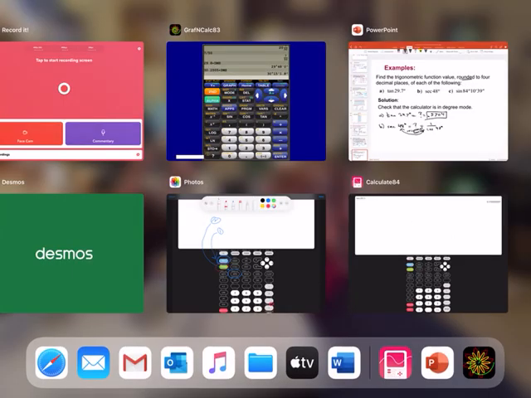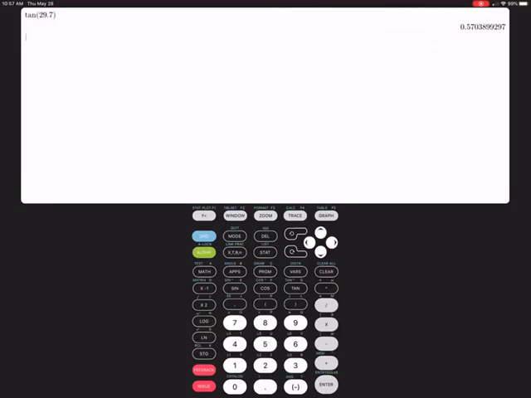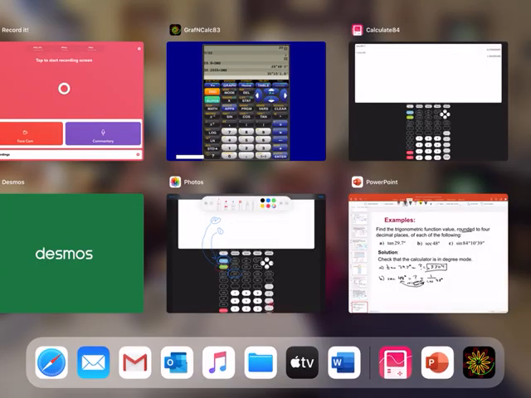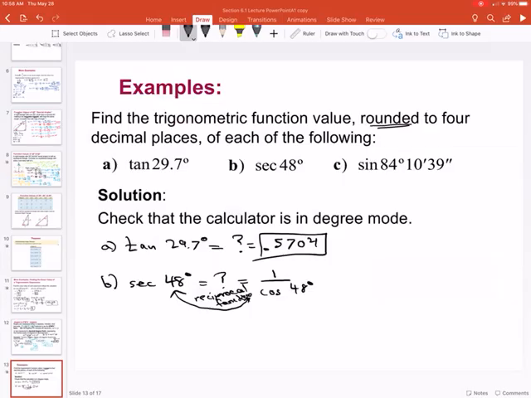Now we go back to our calculator. So let's pull up our TI-84. And again, we have our sine, cosine, tangent keys. So if we want secant of 48, that's 1 divided by the cosine of 48 degrees. We're already in degree mode. And we get 1.49447. So round to 4 decimal places. That'll be 1.4945. So let's go ahead and put in that function value. So 1.4945.